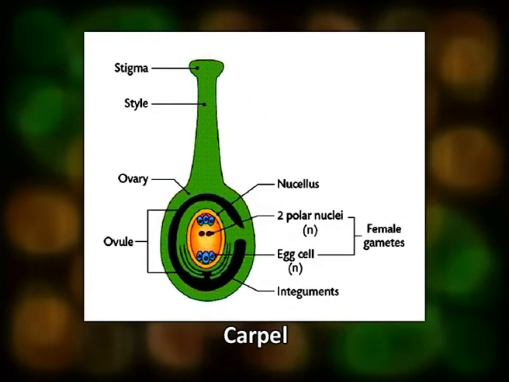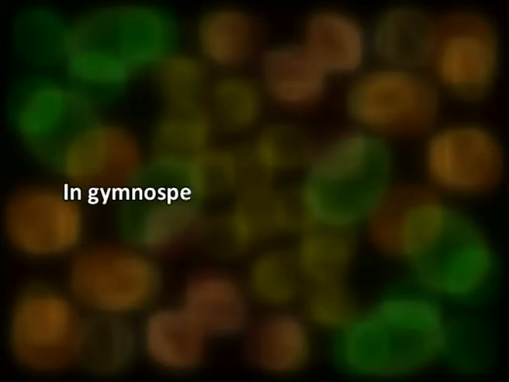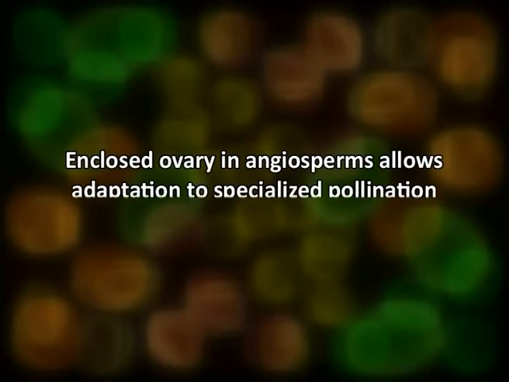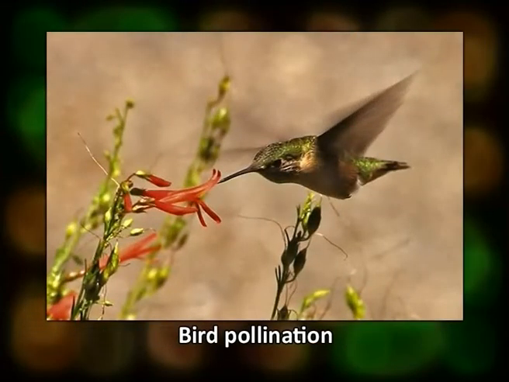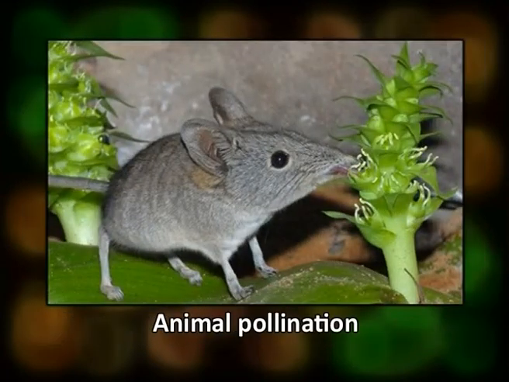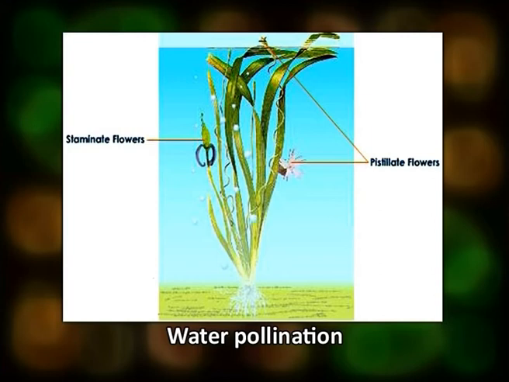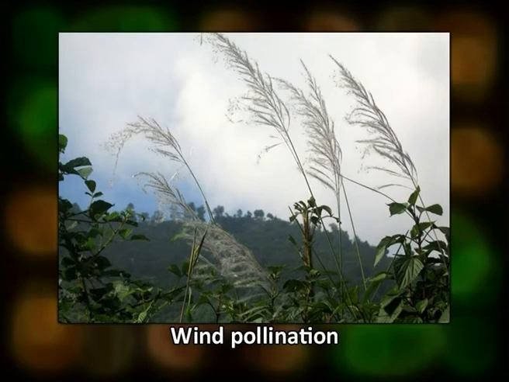Female reproductive part is called carpel. The ovule is enclosed in a covering called ovary, which has a style and stigma. In gymnosperms, only ovule is present. The enclosed ovary in angiosperms allows adaptation to specialized pollination syndrome. It helps to prevent self-fertilization, thereby maintaining increased diversity. Female gametophyte is the embryo sac. Pollination is brought about by winds, birds, insects, animals, and water. But in gymnosperms, only wind pollination occurs.